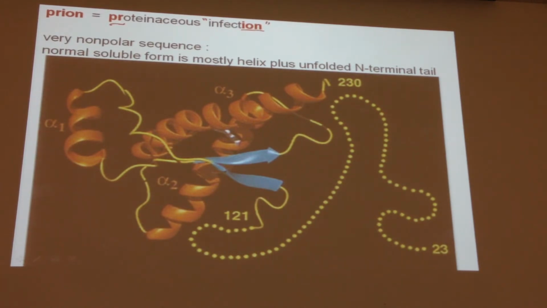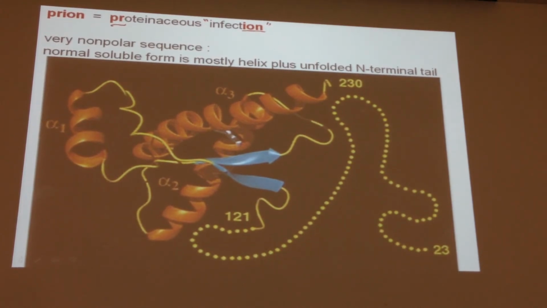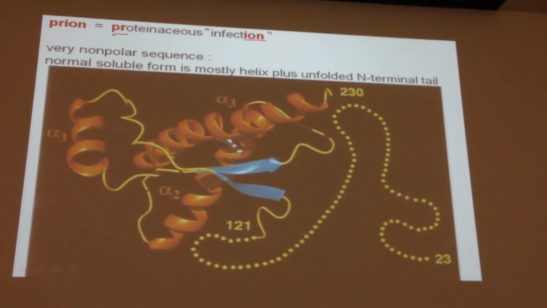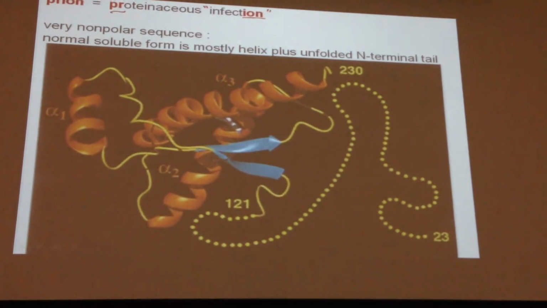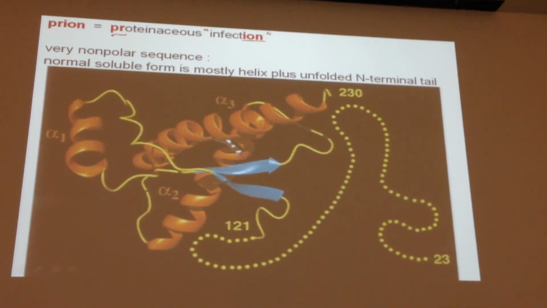And it is a very nonpolar sequence. It normally folds into alpha helices and has a long unfolded tail on it. And that form is not harmful on its own, but it is able to refold in an entirely different way, making a beta sheet structure.